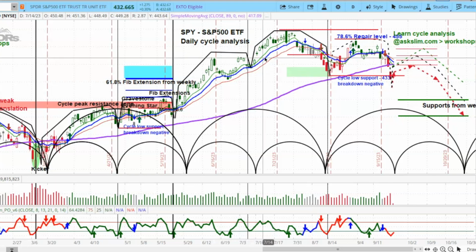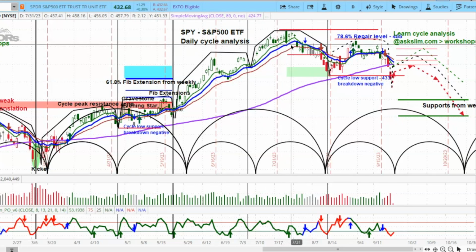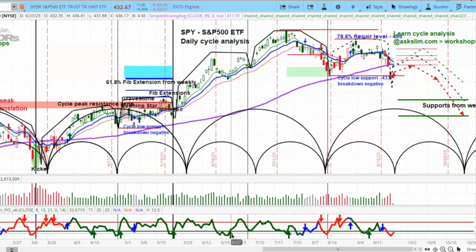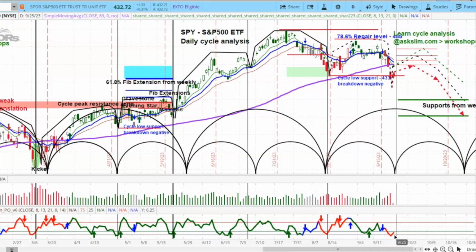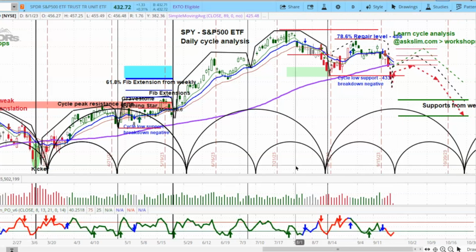This is our momentum indicator that I like to use on the daily chart, and on the bottom, the slim ribbon PO. When it's green, it's positive, and these arrows show you momentum resumptions. Here it tried to get to the upside, but then neutralized and now has gone negative again.